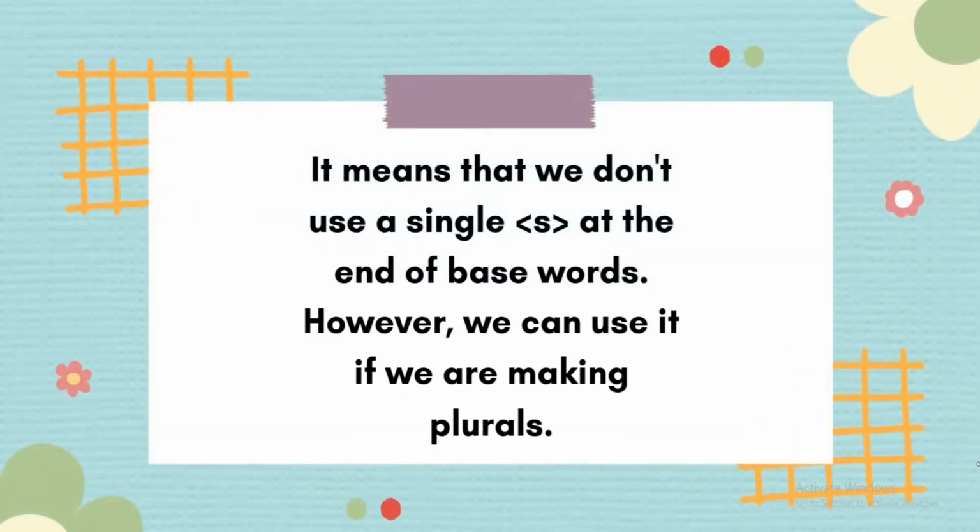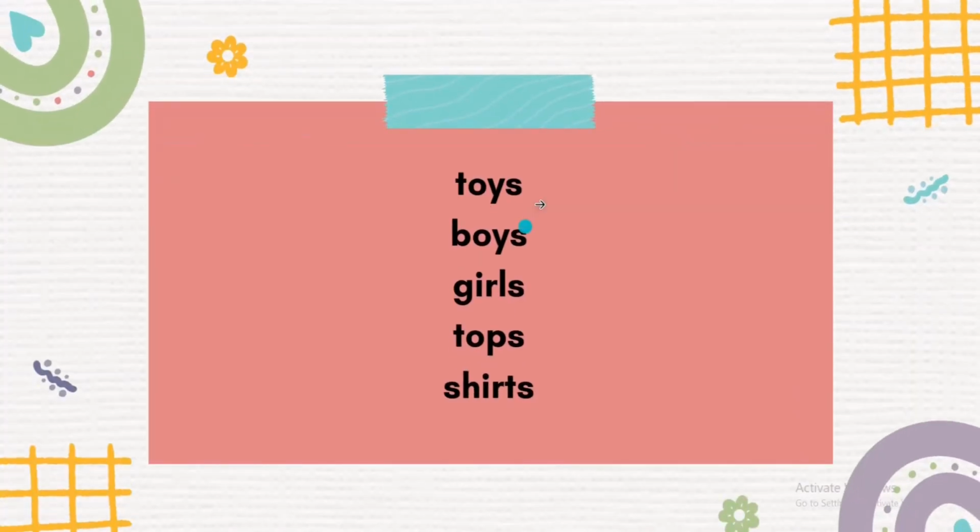So finally, you can take it like this, that we don't use a single S at the end of base words. However, we can use it if we are making plurals in most of the cases. Okay, you may find some exceptions to what I have taught you, but if you follow these tips, you will make fewer spelling mistakes. So let's see some examples of this. Toys, boys, girls, tops, and shirts. In all these words, you have a single S at the end but this is an addition. It's a suffix. It is not the part of the base word.